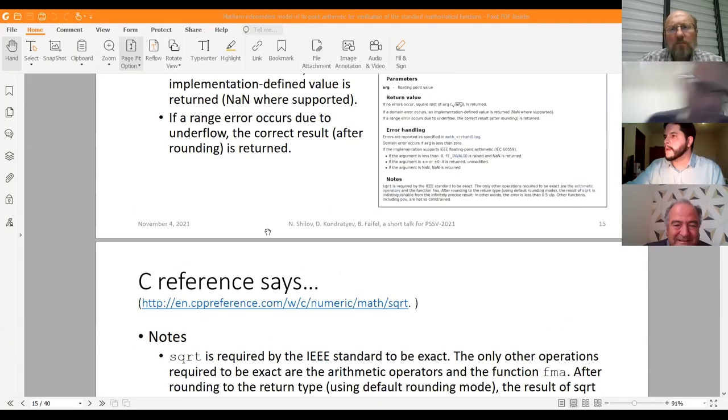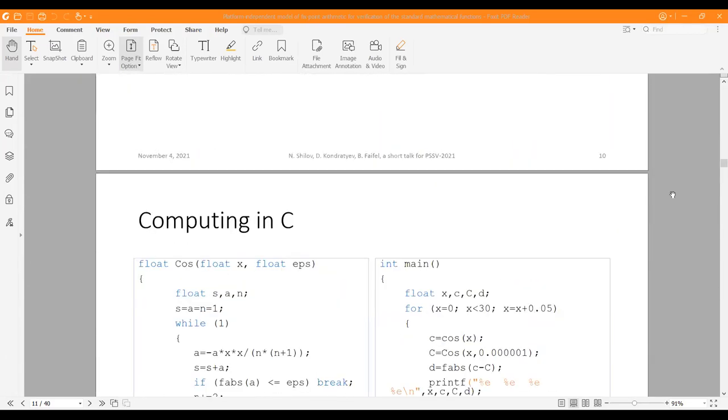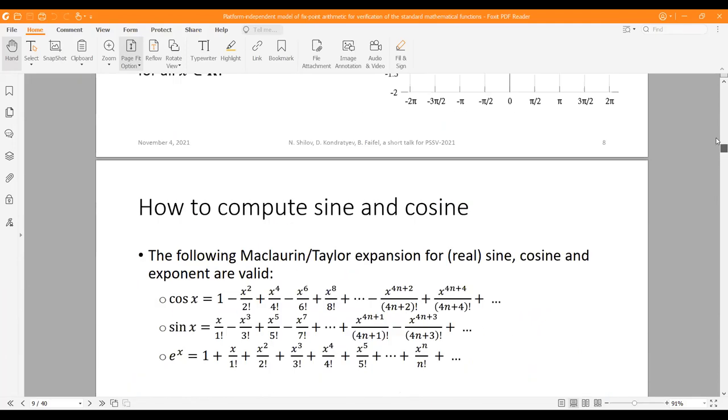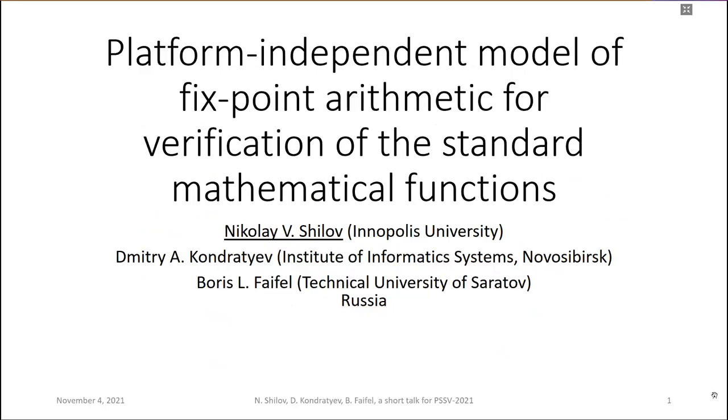Yes, Nikolai Shilov, Dmitry Koraltiev, and Boris Feifel: platform independent model of fixed point arithmetic for verification of the standard mathematical functions. And now we have the broadest audience for you, 23 people listening to you. Okay, thank you very much. Please do not be scared by the number of slides. I am going to skip many of them and present just the most important, because the role and purpose of a short talk is to engage, not to explain everything.